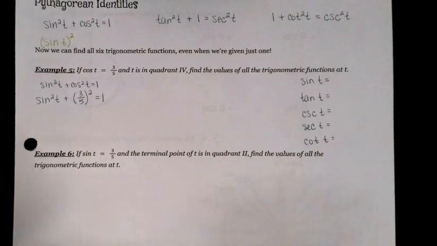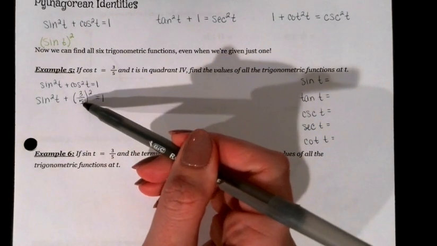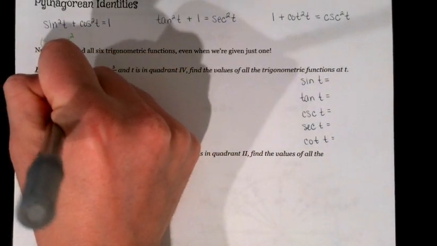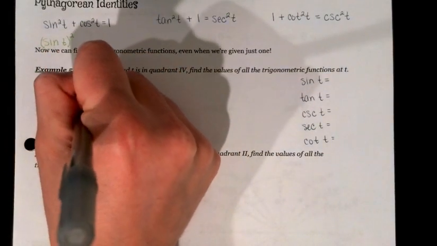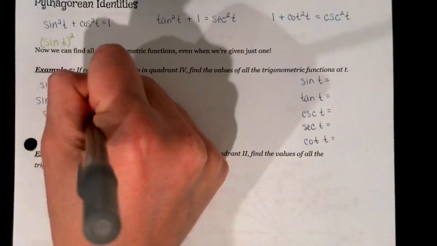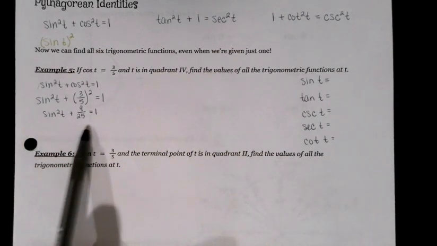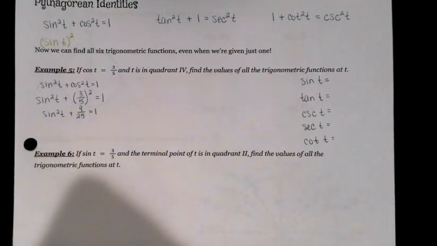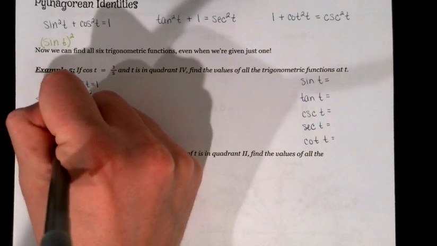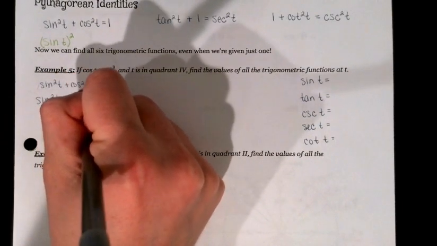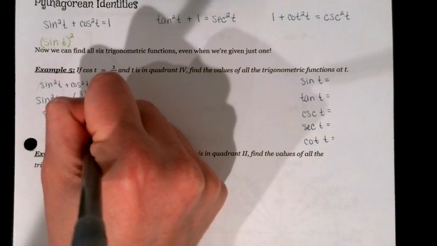So when I simplify this, I need to square both the numerator and the denominator. So I have sine squared of t plus 9 over 25 equals 1. I want to solve for sine of t since that's one of the trig functions that I need to find. So I'm going to go ahead and subtract my fraction from both sides. I'm not going to show that step because I'm running out of room. But what I have left is sine squared equals 16 over 25.